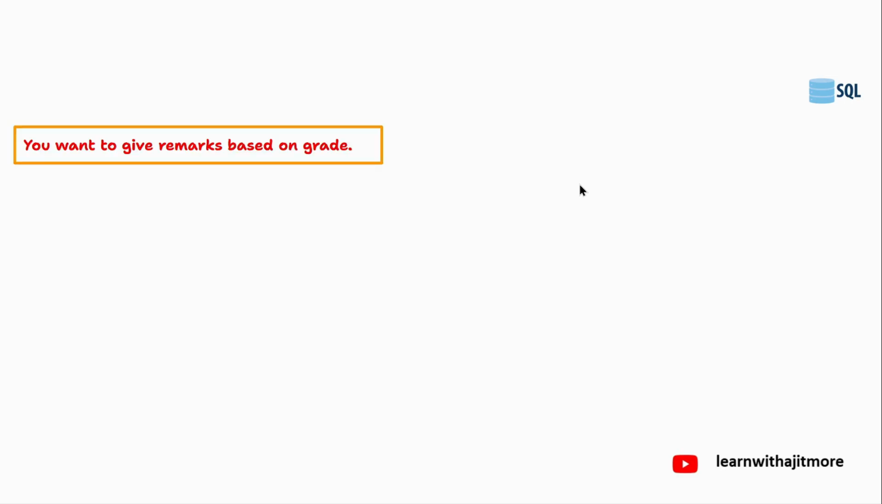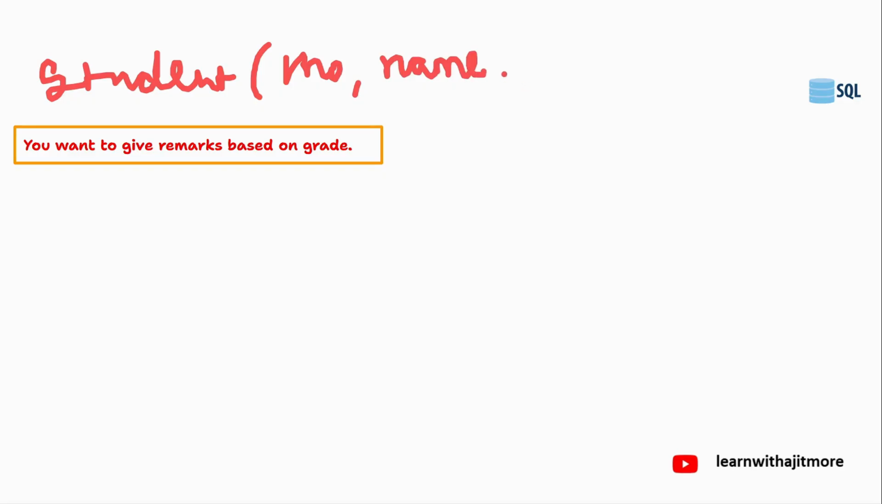Okay, first example I'll show you. Like you want to give remarks based on grade. Assume there is a student table, right? And in the student table, we have student number, that is roll number, the name, and maybe marks are there or directly grade is there. Grade is in alphabet A, B, C, D. Only these three things are there.